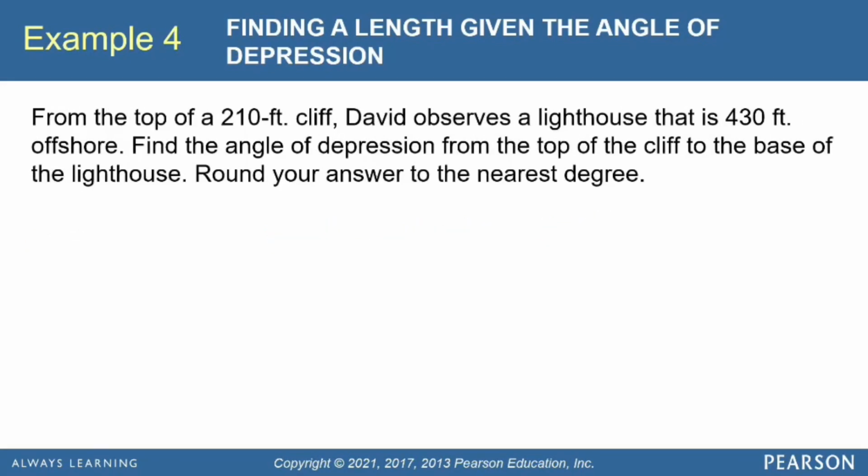Now here's example 4. From the top of a 210-foot cliff, David observes a lighthouse that is 430 feet offshore. Find the angle of depression from the top of the cliff to the base of the lighthouse.